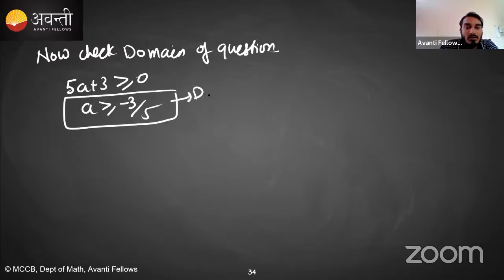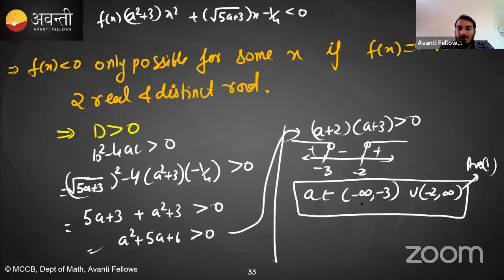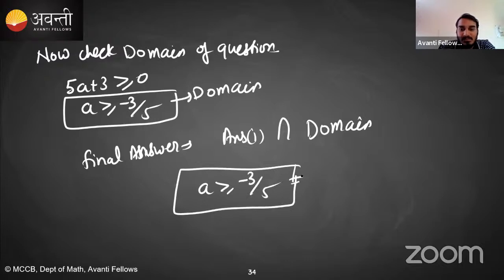This is your domain. Yes or no? So what you will do? Final answer will be the intersection. What will the final answer be? Intersection of answer 1 with the domain. So this is saying minus infinity to minus 3, union minus 2 to infinity, and this one is saying A is greater than minus 3 by 5. So this is your final answer.